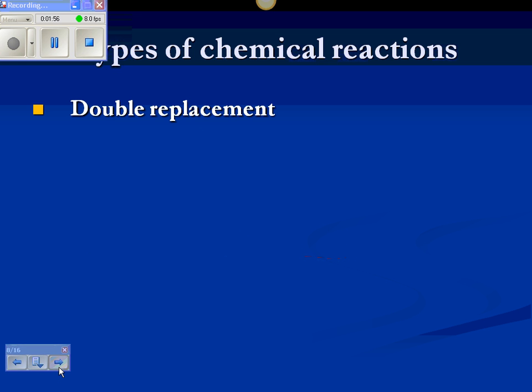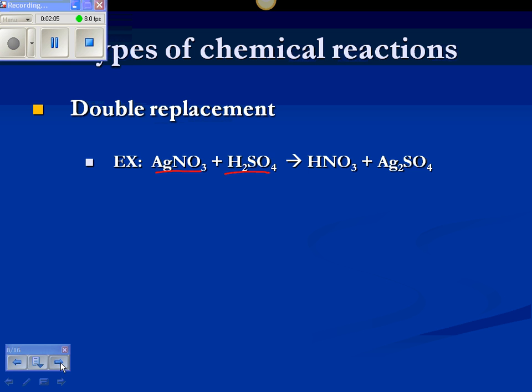Now, the next type of reaction that we're going to see is double replacement. Double replacement is simply 2 replacements going on. Here I see 2 compounds. I see silver nitrate and I see sulfuric acid. And you can think of it 2 ways. You can think of it as the anion replacing the anion or the cation replacing the cation.